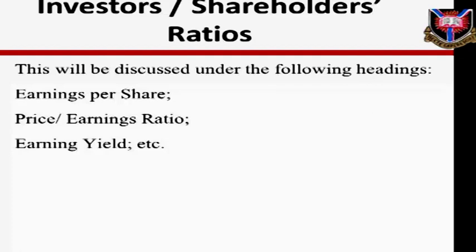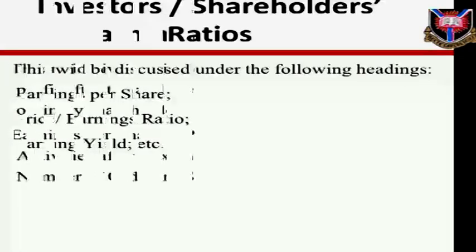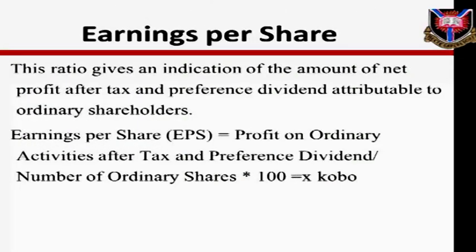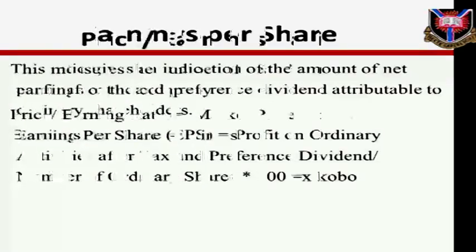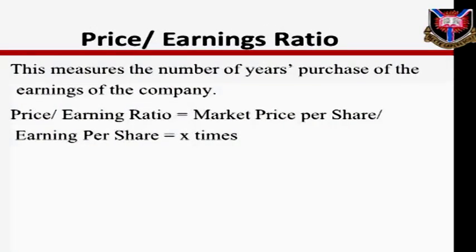Investors and shareholders ratios. Earnings per share. This ratio gives an indication of the amount of net profit after tax and preference dividend attributable to ordinary shareholders. Earnings per share equals profit on ordinary share activities after tax and dividend on preference shares over number of ordinary shares times 100. Price earnings ratio.